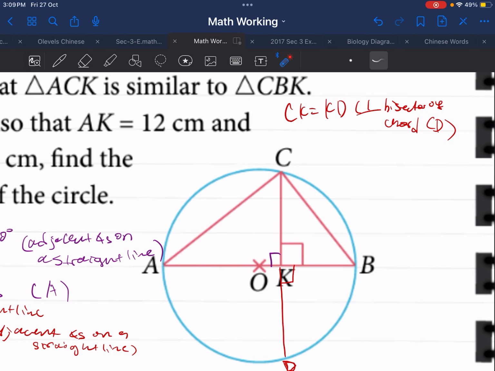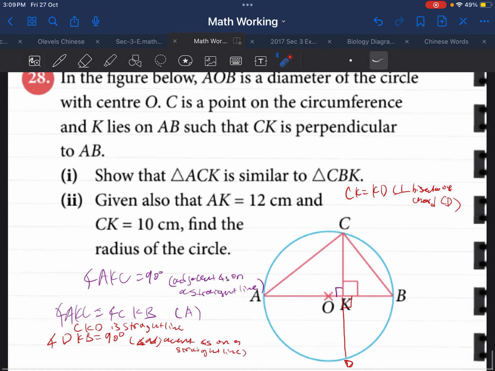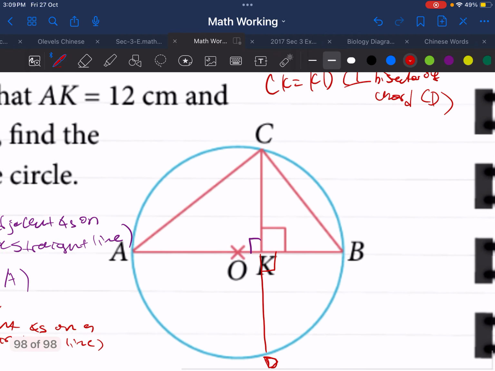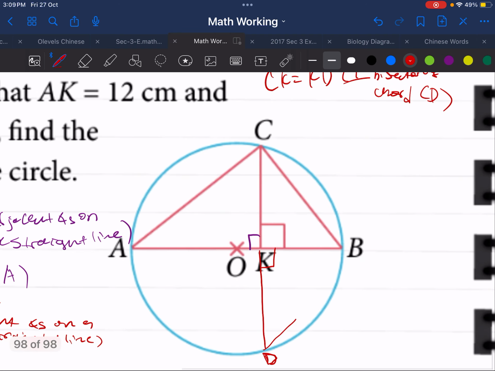Yeah, so it cuts it. So CK and KD, vertical bisector of chord. So essentially now I draw a triangle. You don't have to write the explanation for this. Anyone knows? Just write it down.